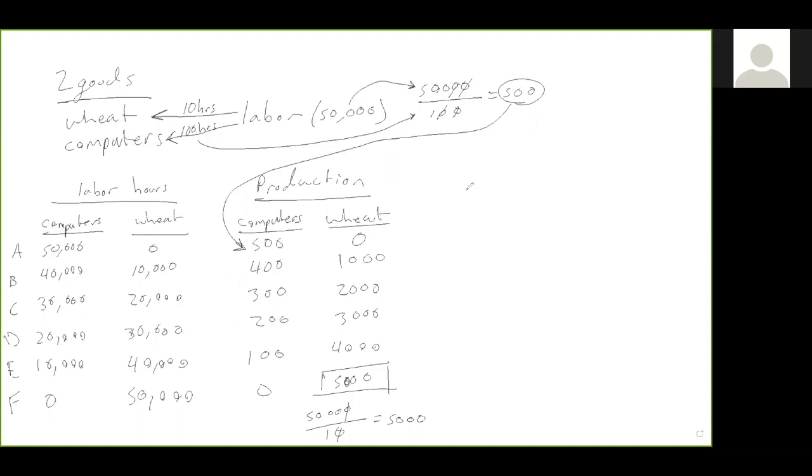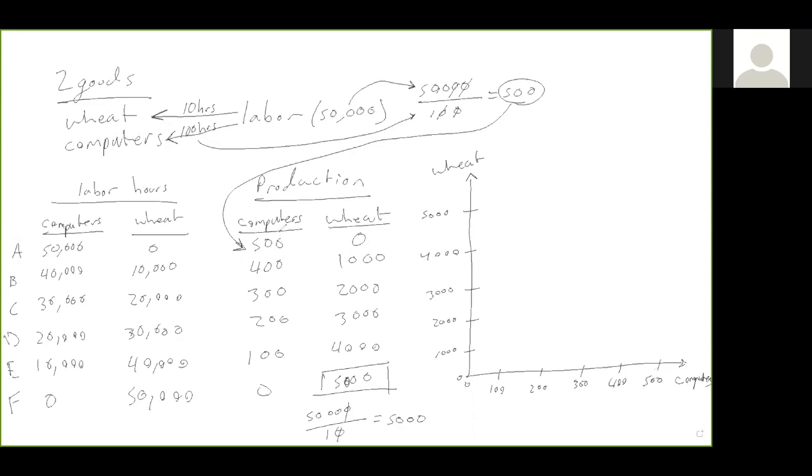And then finally, what we can do is we can graph these, put them on a plot. So on the y-axis, we'll put wheat. On the x-axis, we'll put computers. Let's draw some tick marks here. For wheat, we want to go 1,000, 2,000, 3,000, 4,000, 5,000. And for computers, we want the same thing, but hundreds. So 100, 200, 300, 400, 500.